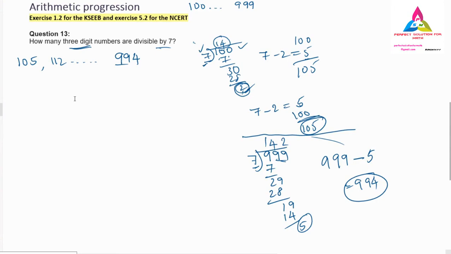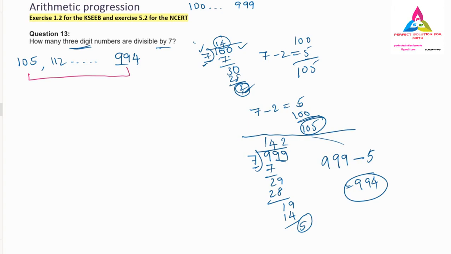Coming to the next part, what they have told you to find is how many 3-digit numbers are divisible by 7. The last 3-digit number here is 994, and you have to find how many numbers there are from 105 to 994. This is the thing you have to find.